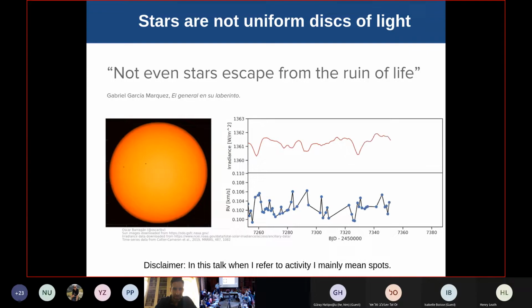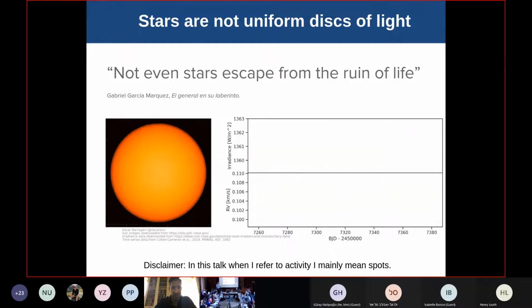So a disclaimer: in this talk, I know that there are different ways in which stellar activity can manifest and create signals. In this talk, when I'm mentioning activity, I mainly mean spots. So you just make this disclaimer. There are some other really interesting things that I might not be covering in my talk.